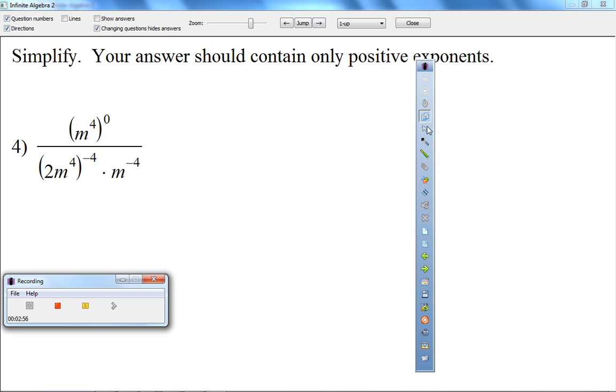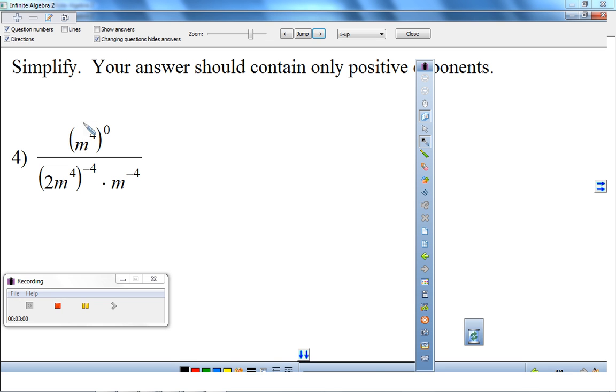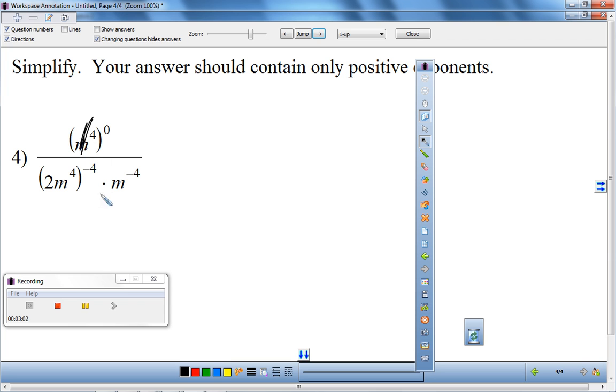Alright, number 4. Again, anytime you have anything with 0 power, it's 1. So we end up with 1. I'm going to go ahead and multiply these. Now remember, it may help to write that in. So it's going to be 2 to the negative 4. Negative 4 times 4 gives us m to the negative 16th. And then we have m to the negative 4 out here.